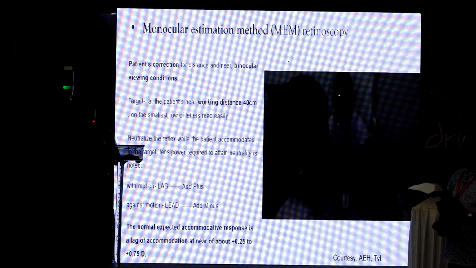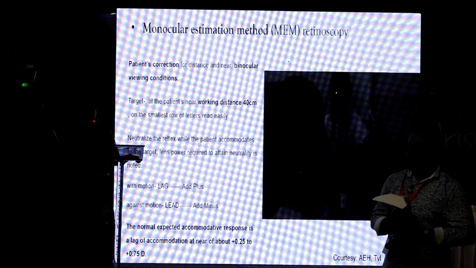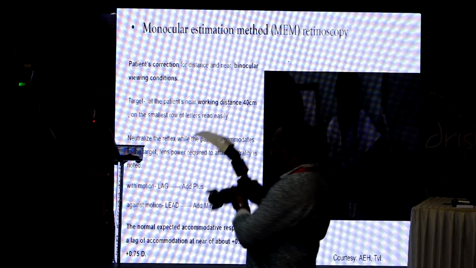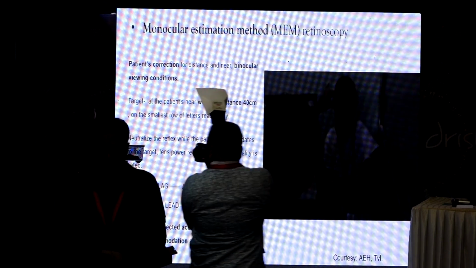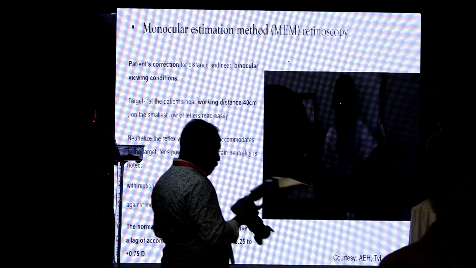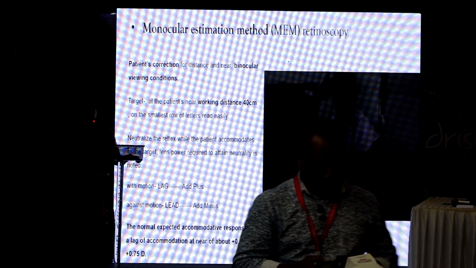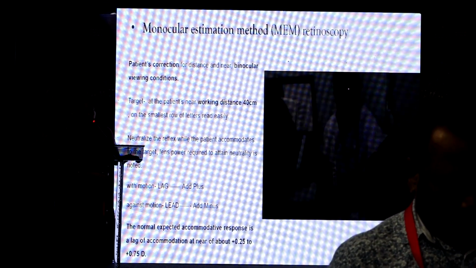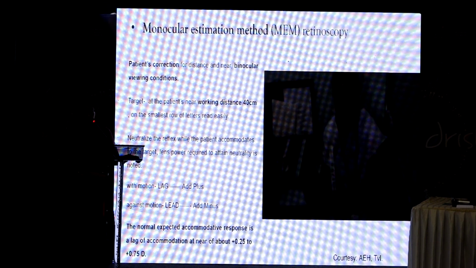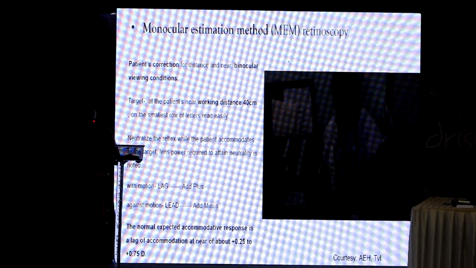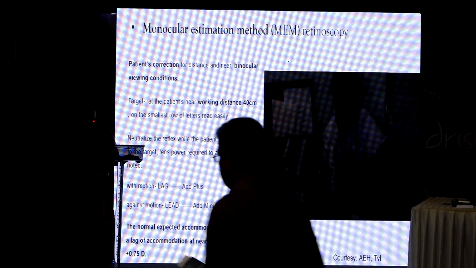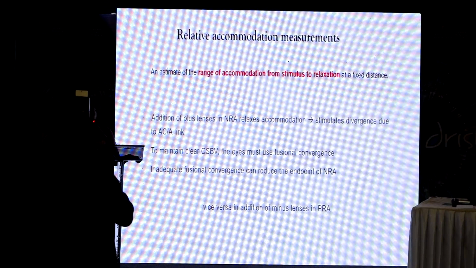Patient wears her best corrected spectacle correction for both near and distance, and the test is performed under binocular viewing conditions. She is instructed to focus at the smallest row of letters read easily at a working distance of 40 centimeters, and now you perform your retinoscopy. Utilize the reflex. If it is a with motion, you add plus lenses. If it is an against motion, you add minus lenses. And the lens power which is required to attain neutrality is noted. The normal expected accommodative response is a lag of accommodation at near of about plus 0.25 to plus 0.75 diopters.